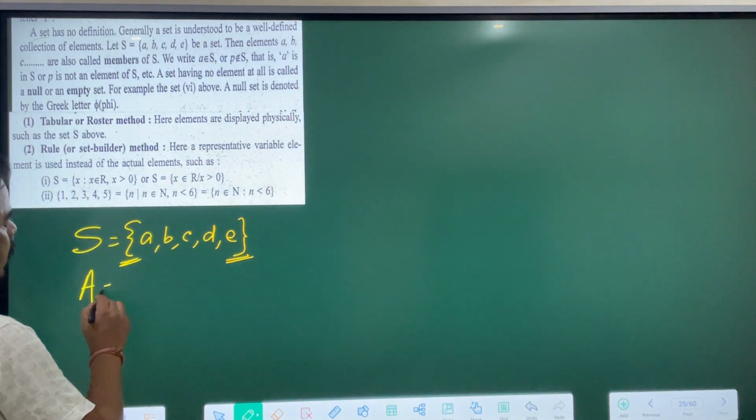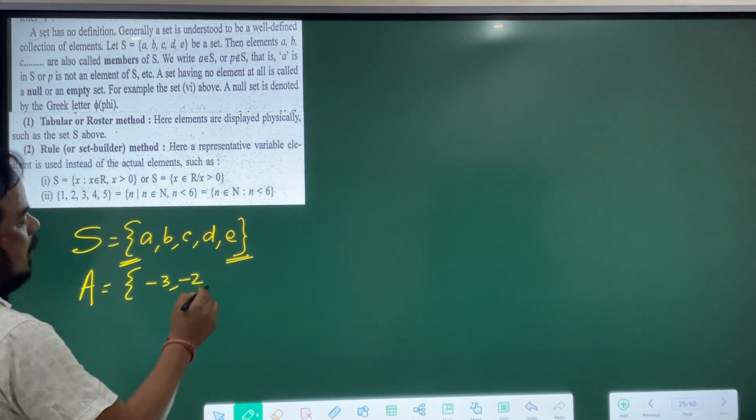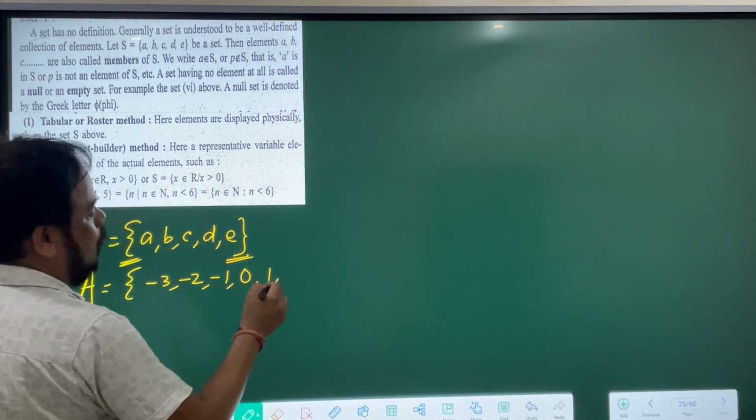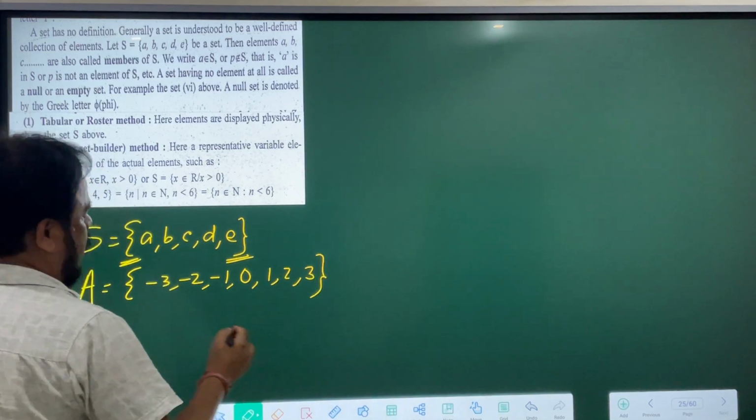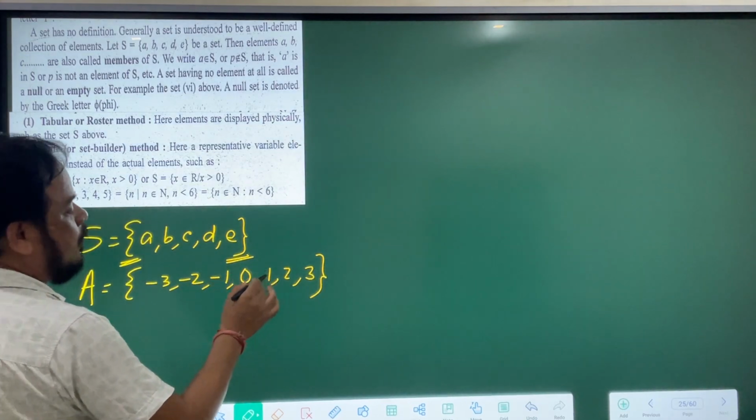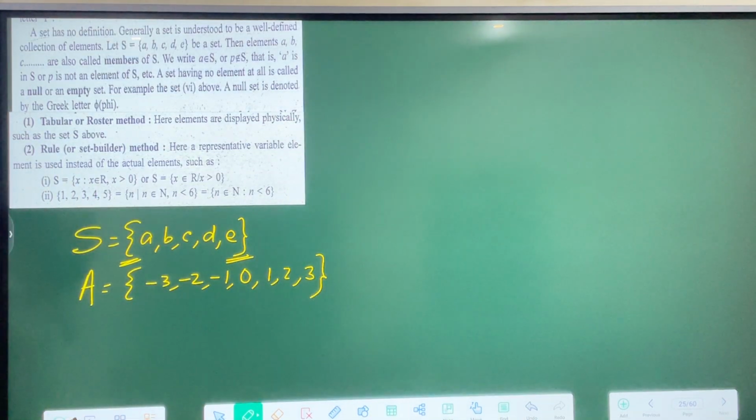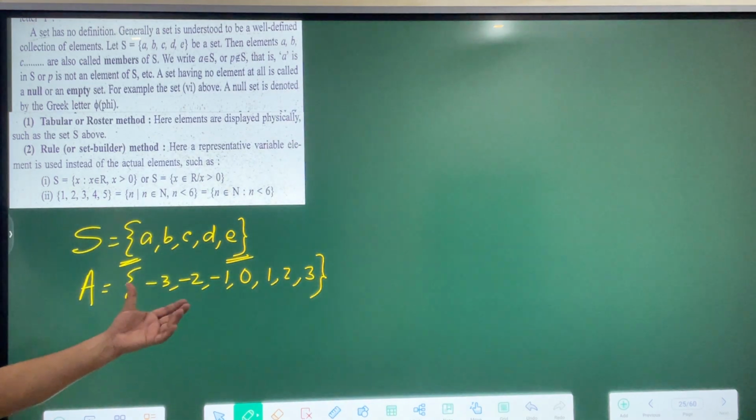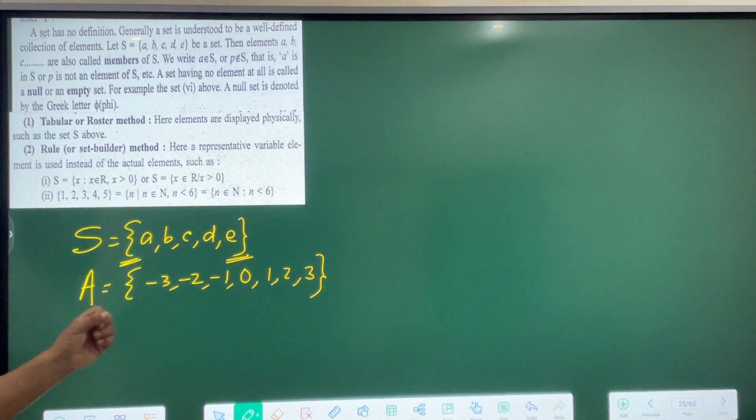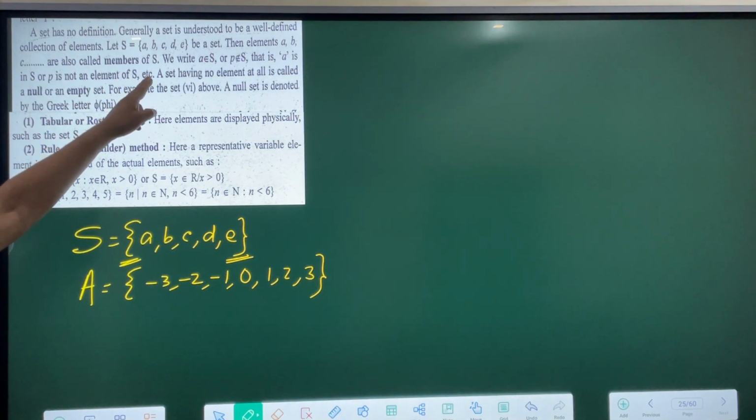Again, set A: -3, -2, -1, 0, 1, 2, 3. So this is a set in which 1, 2, 3, 4, 5, 6, 7, 7 elements are there. Each one is called an element or member. We will use the word element. These are all the members of this set A. So here it is written, they are also called members of set S.